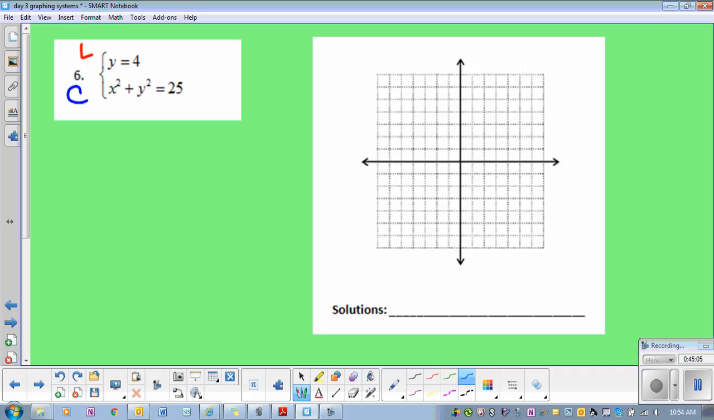Good. You know what? Let's graph this line. That one's pretty easy to do. Y equals 4. 1, 2, 3, 4. Y is boy, so this is a horizontal line, right? Okay.